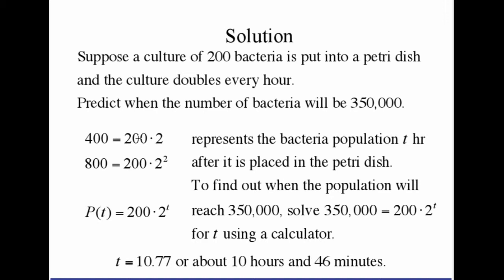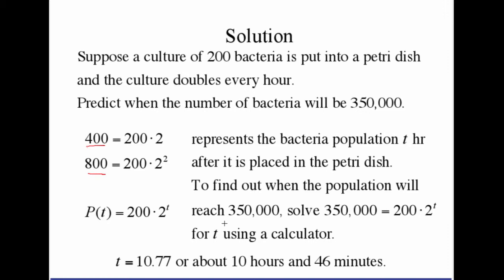Okay, so if we start off with a culture of 200 bacteria and it's doubling every hour, then after 1 hour, the value is going to be 400. And then after another hour, it's going to be 800. And you can see what's happening. The trend here is that we're going to take 200 times 2 to the number of hours power. So the general function for this population of bacteria is going to be 200 times 2 to the t.